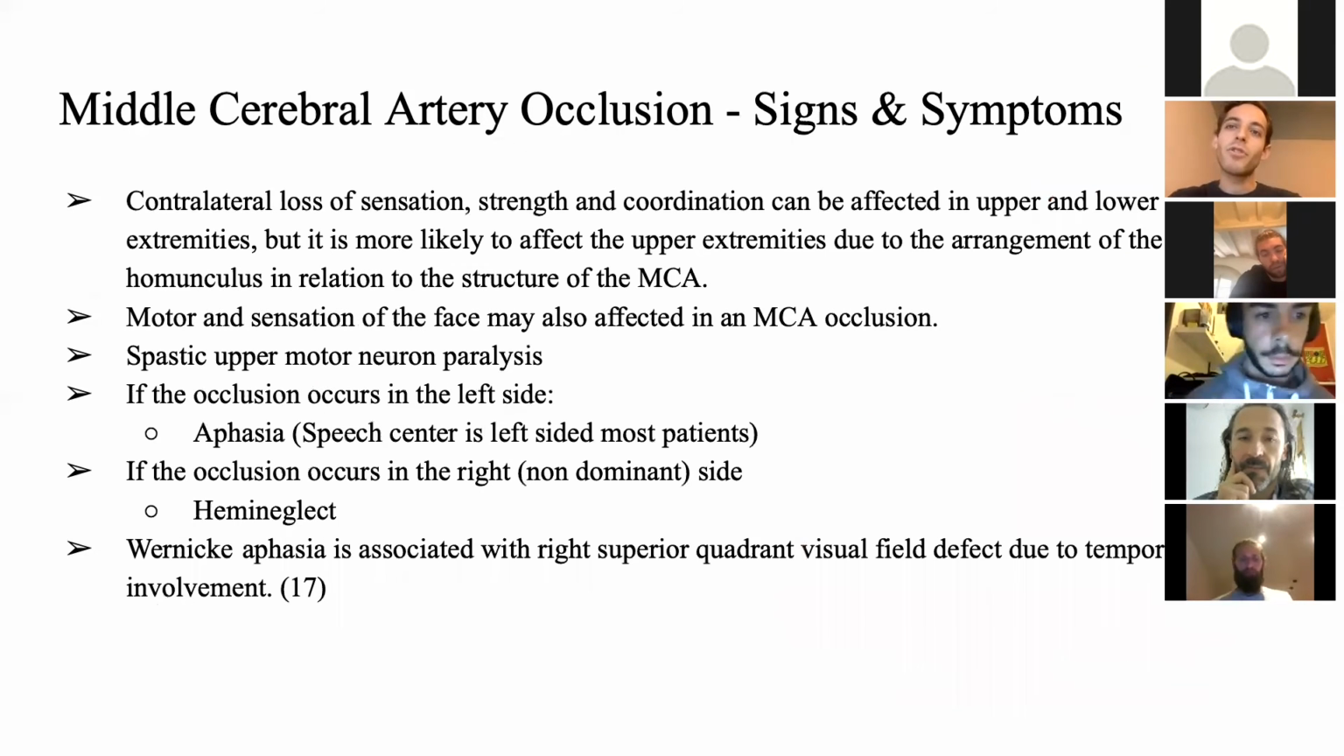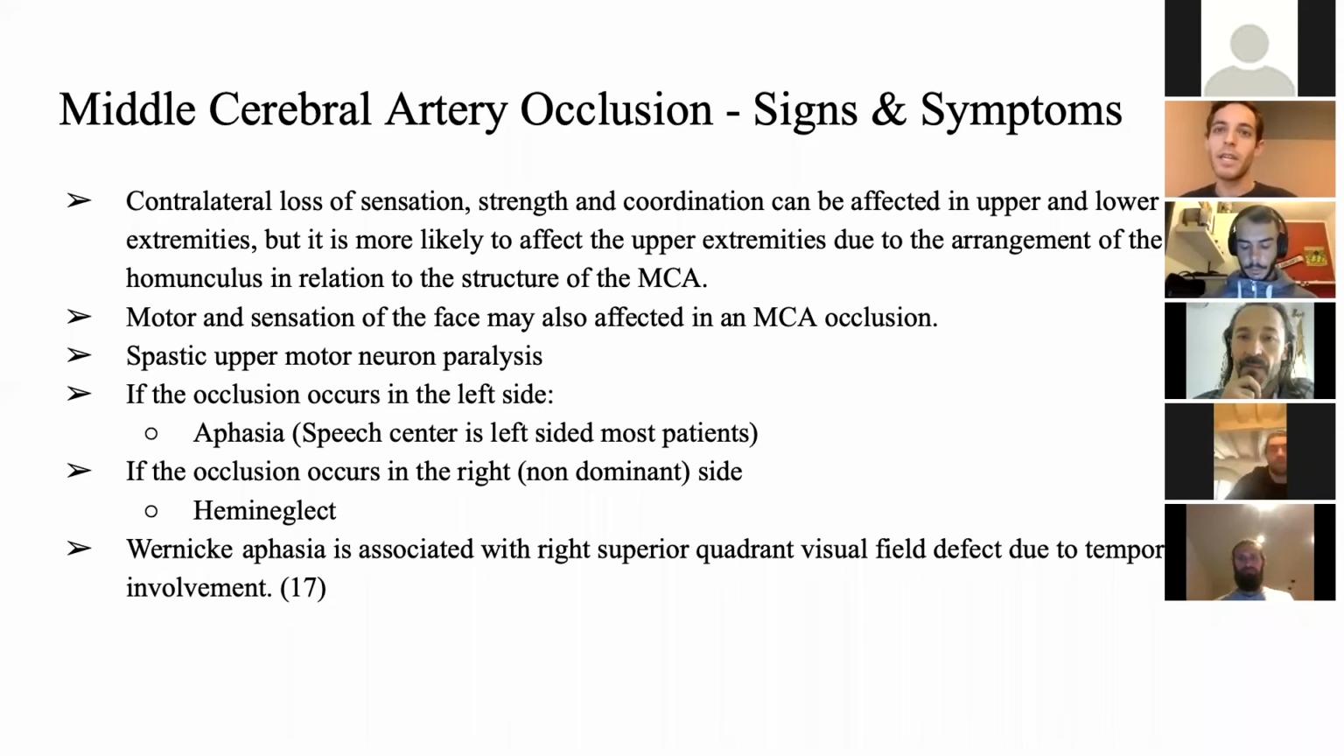So MCA strokes result in contralateral motor and sensory symptoms. If you have an infarct in the left MCA territory, you will have symptoms on the right side of the body. The arm is affected more than the legs, and this is due to the distribution of the homunculus. The face is also affected, and the patient suffers from spastic upper motor neuron paralysis.